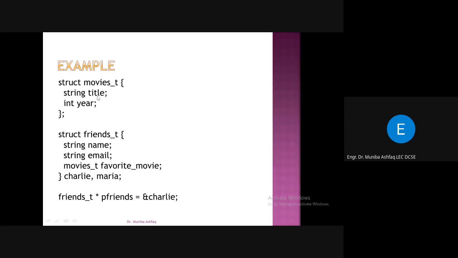So using the pointer, if I access the data members of this friends, because this is a pointer to friends_t, so using this pointer, if I access name, email, and favorite movie, so which name, which email, which favorite movie? Charlie's name, Charlie's email, Charlie's favorite movie. This pointer holds the address of Charlie. Indirectly, I'm accessing the name, email, and favorite movie of Charlie because I assigned the address of Charlie to this pointer. Is it clear?